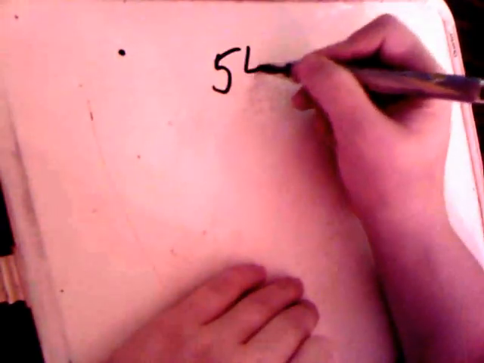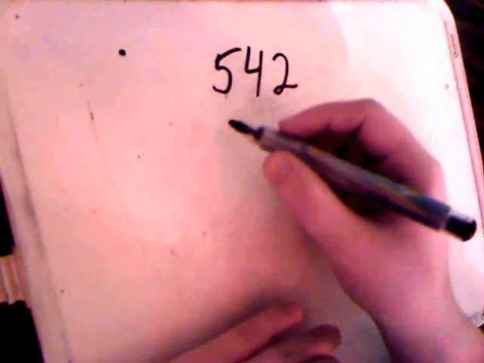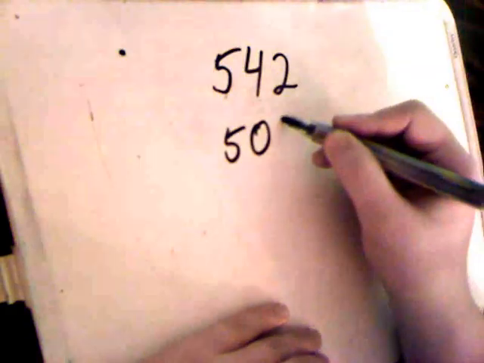This video is going to talk about expanded form. Expanded form is taking a number and breaking it down into what the place value represents. So what that means is that this 5 means 500. So we're going to write 500.